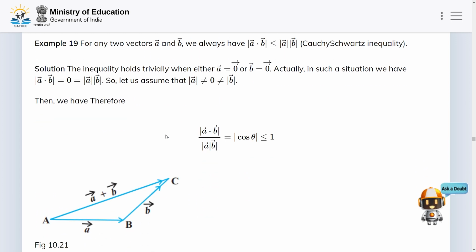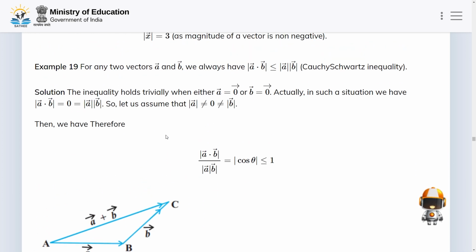Now next example. For any two vectors a and b, we always have this inequality. And this inequality we will be calling the Cauchy-Schwarz inequality. Clear? Let us show it.